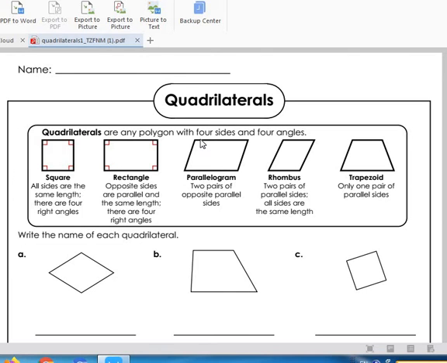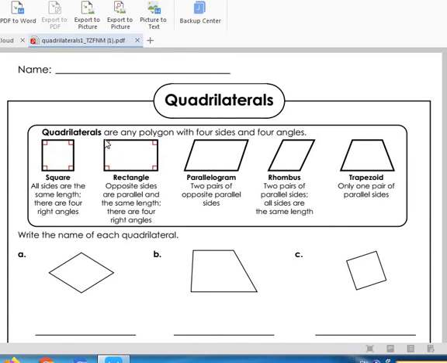Okay, moving to the quadrilaterals, we have here some quadrilaterals. Quadrilaterals are polygons with 4 sides and 4 angles. Do you remember the square? In the square, all sides are equal in length. All sides are equal in length and there are 4 right angles inside.